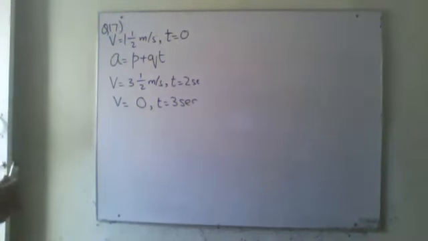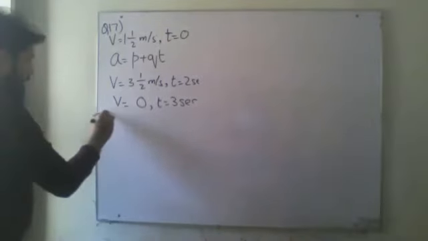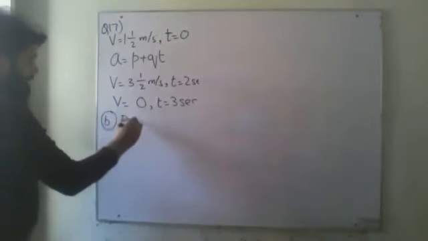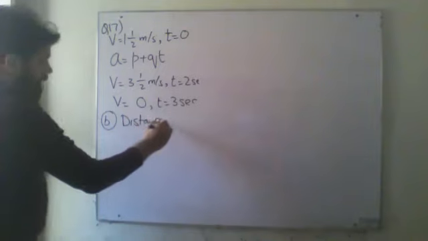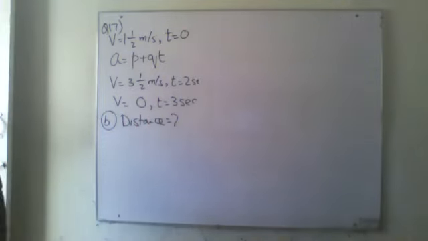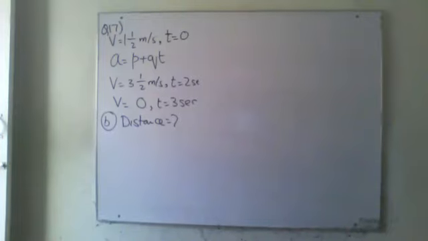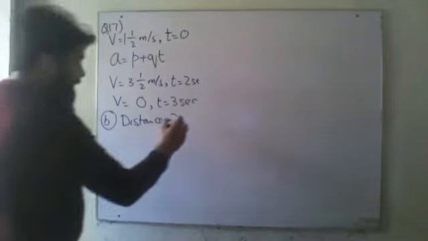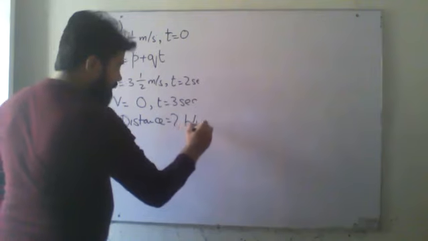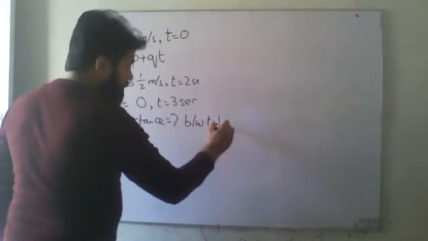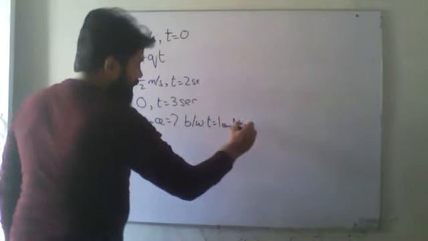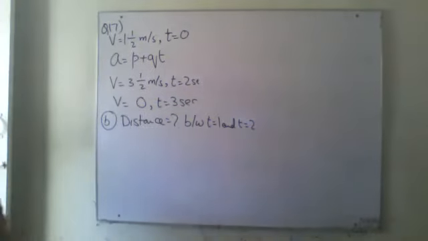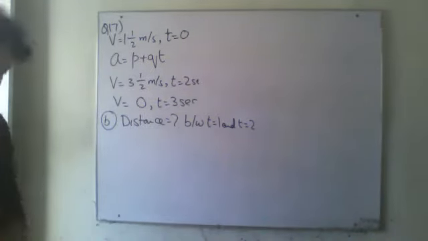Now, for part B of the question, they are saying find the distance. We have to find the distance when the body is moving, between t equals 1 and t equals 2 seconds. I have to find this distance, right?